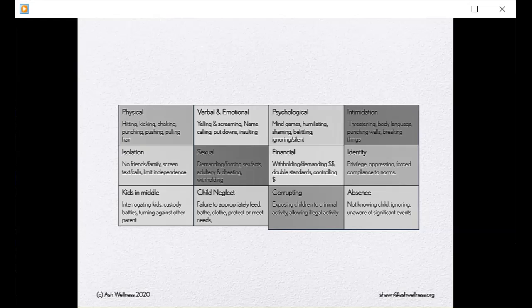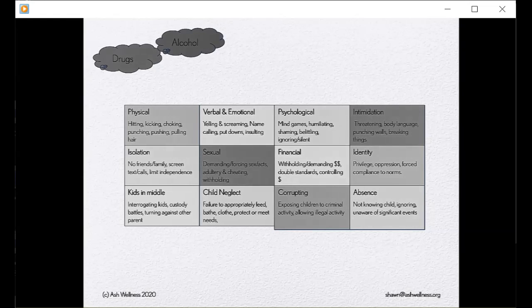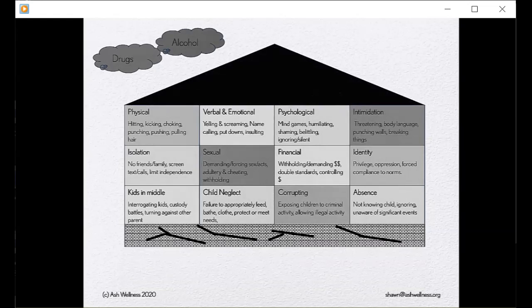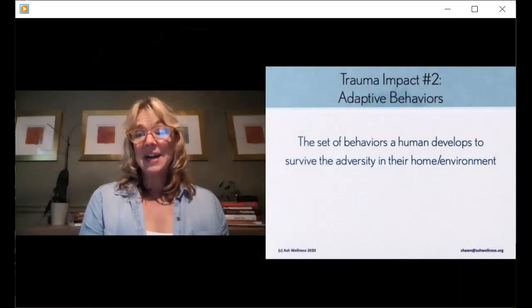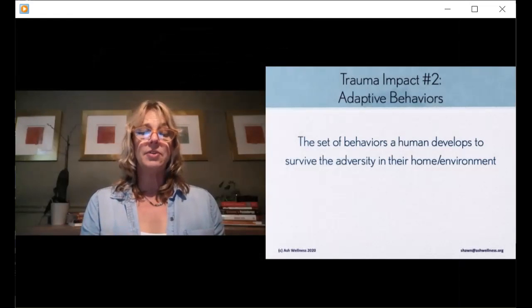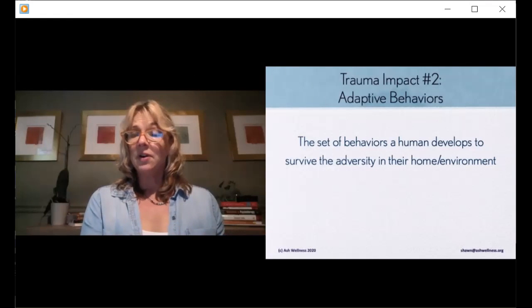And a lot of times that is clouded over by drugs and alcohol. And in this image, we have this cracked foundation because truly that feels like a cracked foundation of what these relationships can be. So imagine a child growing up in a household like this. What are some of the adaptive behaviors that anyone living in this household might have developed because of the trauma that was being inflicted on them? And adaptive behaviors are, quite simply put, a set of behaviors that a person develops when there's adversity in their environment, whether it's home or whatever.